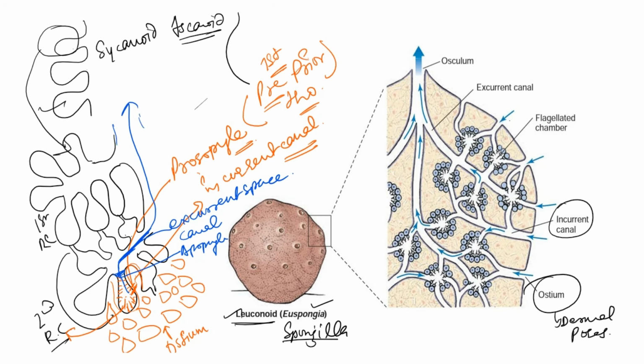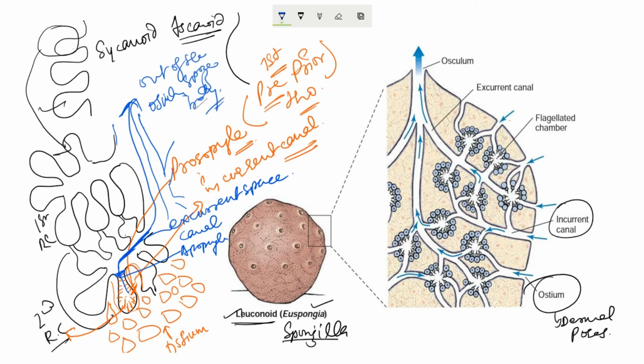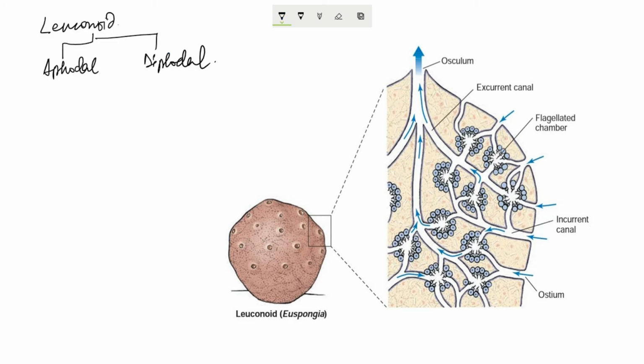Here we are going to see a main canal, which is going to combine all these branched radial canals, and this water current is going to move out of this main canal and finally through the osculum out of the sponge body. Okay, so this was your leuconoid type of canal system. The leuconoid type of canal system is further divided into aphodal and diplodal type of canal system.